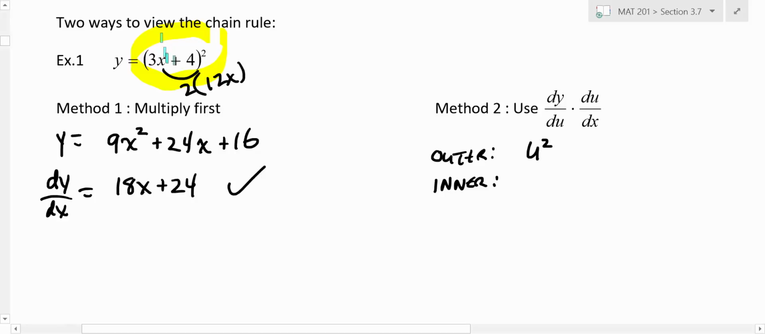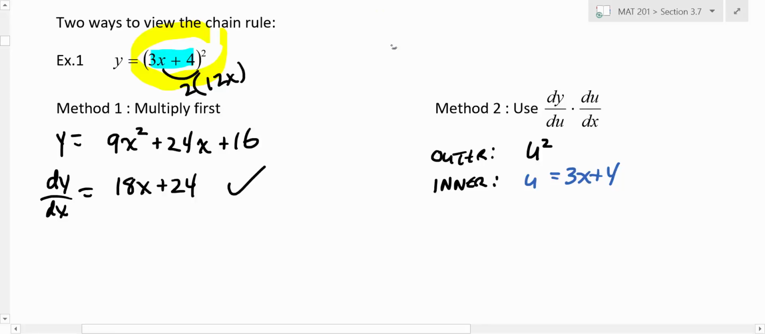Now, what I'm going to do is call that u. You're just doing something to the second power. The inner function is what I highlighted in blue, so we're going to say that is what u is. That's u is equal to 3x plus 4. So when you do this approach, look at the big thing and look at what's inside. This is a composition of functions.